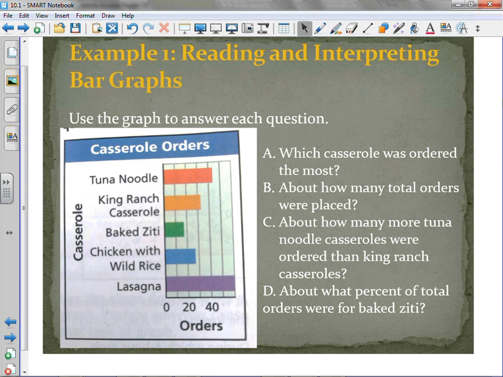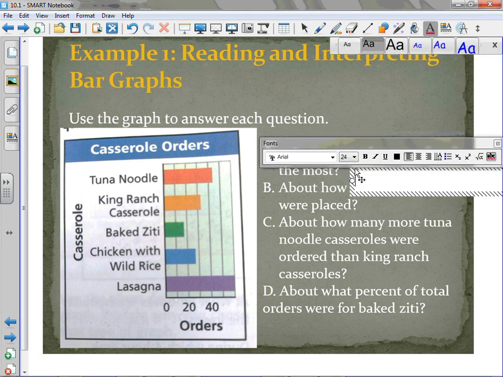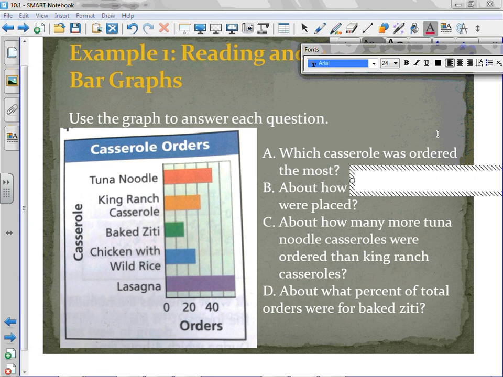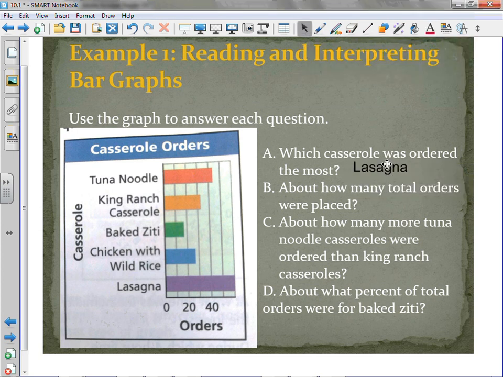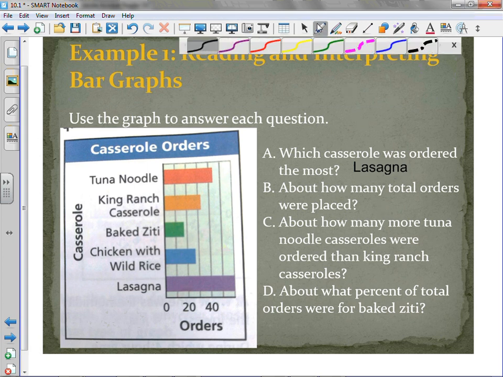First question, which casserole was ordered the most? So we go over to our graph and we see the casserole ordered the most was lasagna. Just because when you're looking at the bars, the purple bar is longest. How many total orders were placed? To find the total orders, you need to find the order for each of them individually.